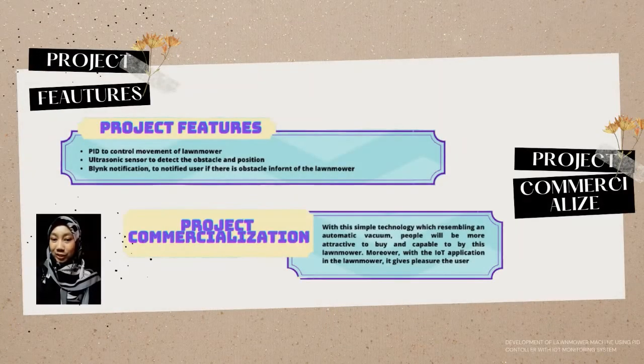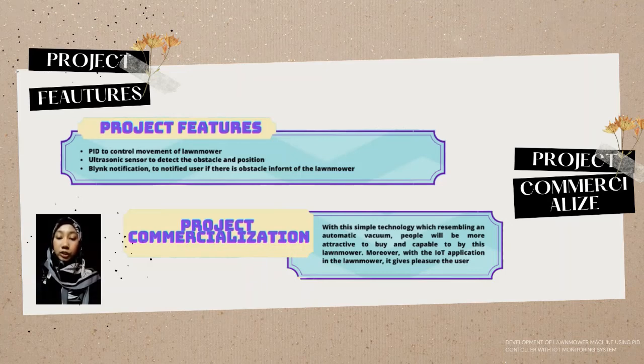Okay, now let's move on to the project features. First is PID control of the movement of the lawnmower. Second, the ultrasonic sensor is used to detect obstacles and for positioning. And lastly, Blynk notification to notify the user if there is any obstacle in front of the lawnmower.